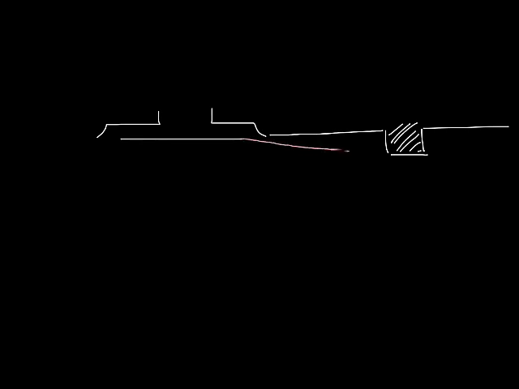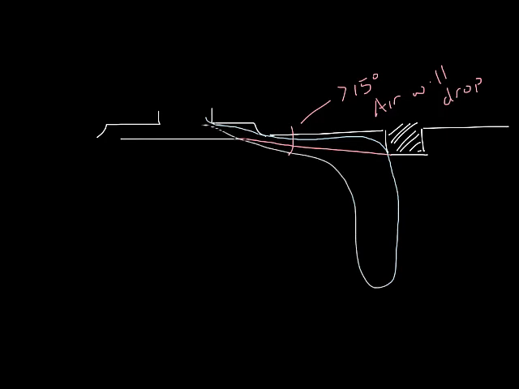If the angle from the edge of the diffuser kicker to the bottom of the obstruction is greater than 15 degrees, then the air will hit it and drop. If it's less than 15 degrees, the air will continue past it in its normal air pattern. So the important thing here is the 15 degrees. Anything greater than that will cause the air to drop.